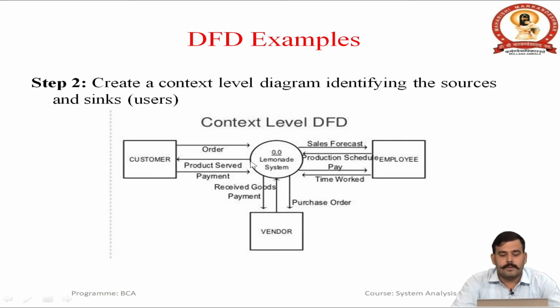It is showing how these activities will take place in that lambnoid system. An employee working at that lambnoid stand uses the sales forecast to predict how much product he or she needs to produce for selling, the production schedule, taking the payment and time work, and the vendor receiving the goods, payment, purchase order and many more. So, it is showing how the activities will take place for that particular lambnoid system or lambnoid stand.